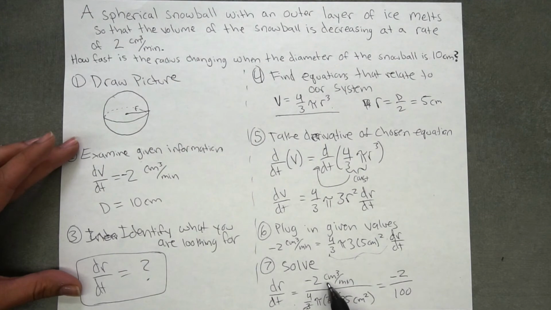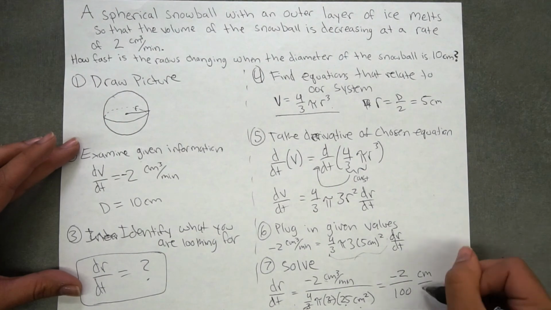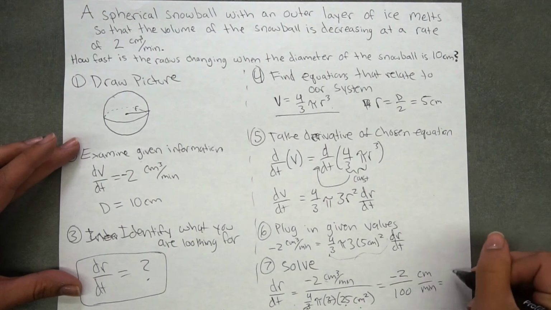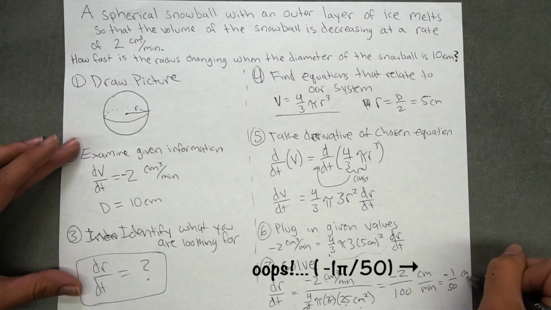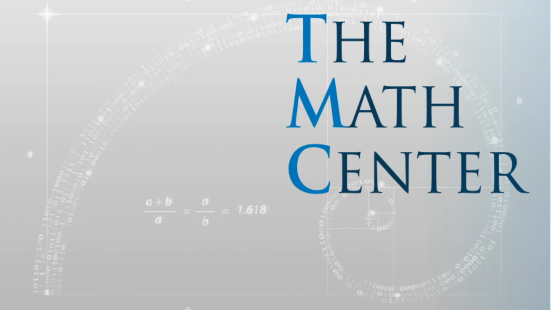Our units are centimeters cubed right here, centimeters squared, so it's going to be centimeters per minute. And -2 over 100 equals -1 over 50 centimeters per minute. And that would be the rate of change of your radius, and it's negative, so that indicates that it's decreasing as the volume is decreasing.